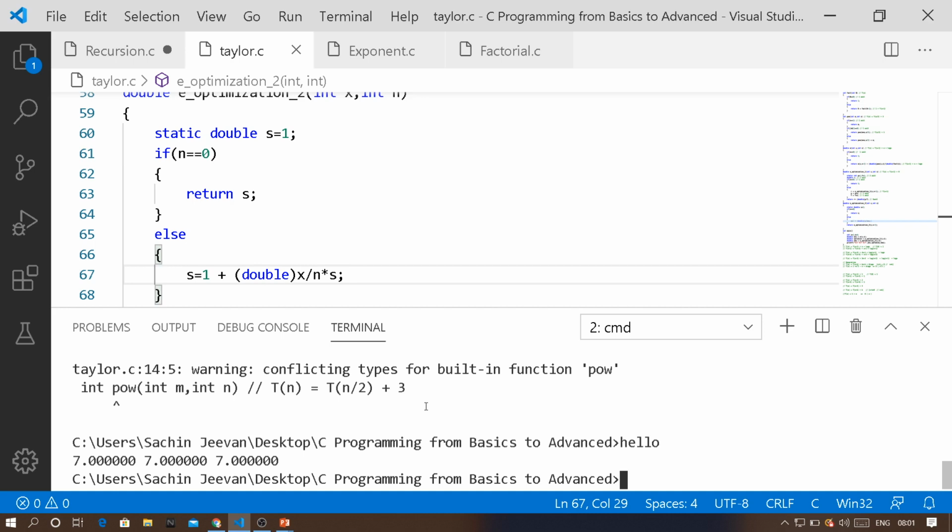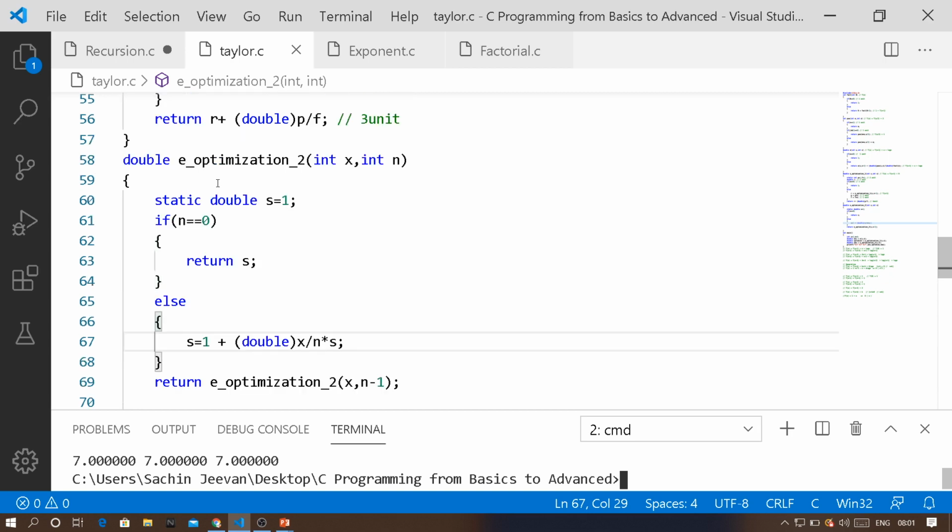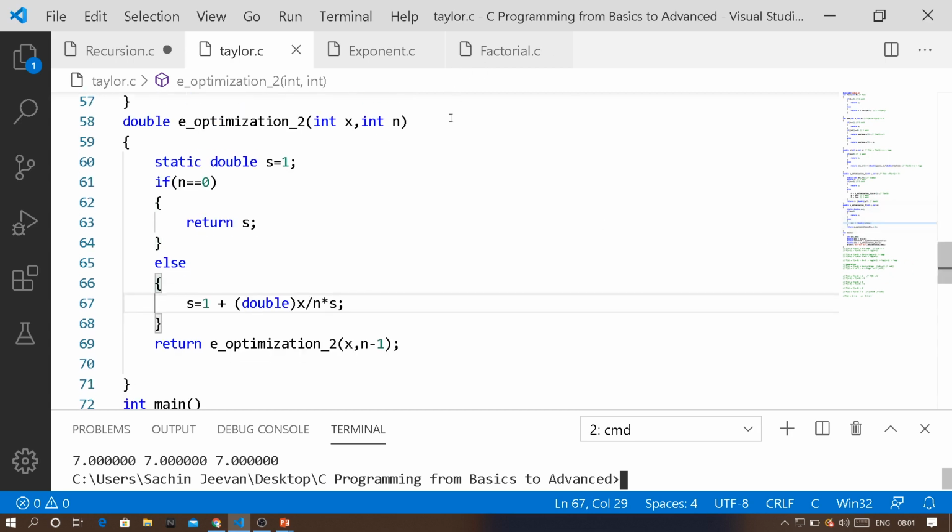Now in the first optimization method, totally 8 multiplications took place. In this second optimization method, only 4 multiplications are taking place. So we will also calculate the time complexity of the present method that we have seen, and we will conclude the Taylor series section.